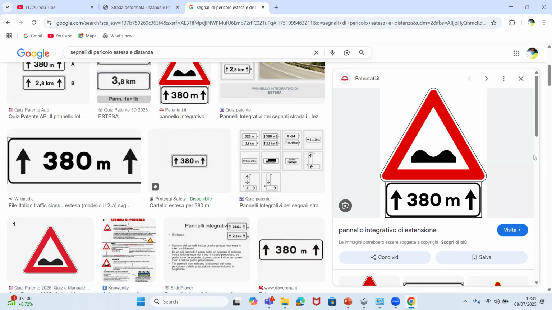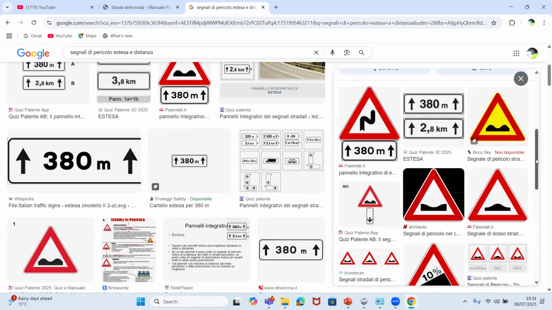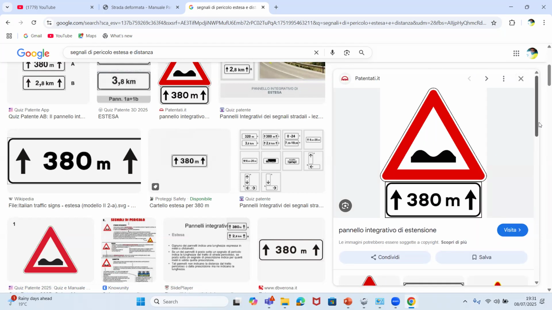Are you referring to the length of the hazard? Which hazard? That 380. That means the length of the bad spot, or of the pothole, let us say in our language. Of the pothole, yeah, of the strada deformata is 380 meters long. Okay, is it clear?